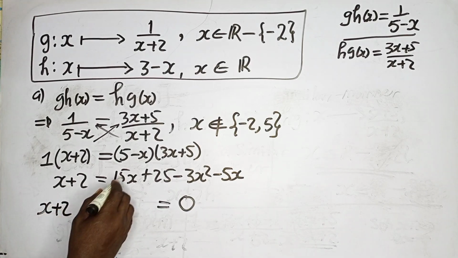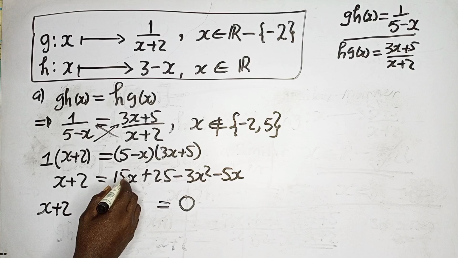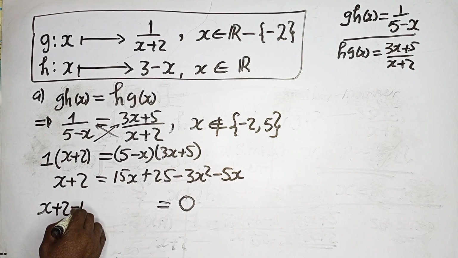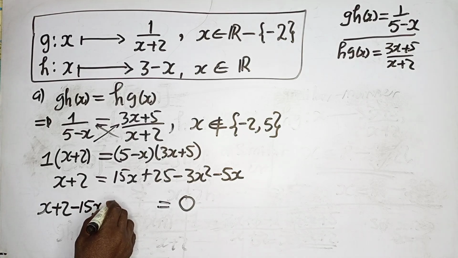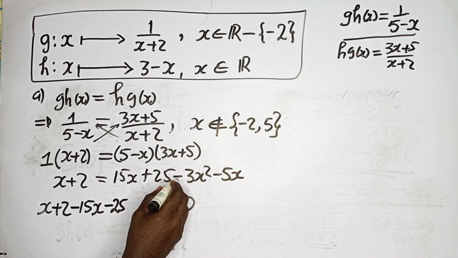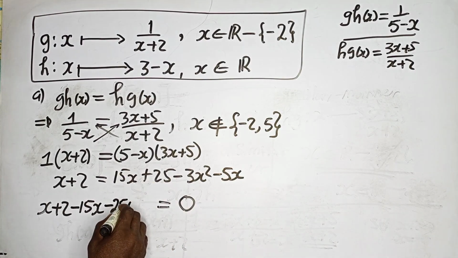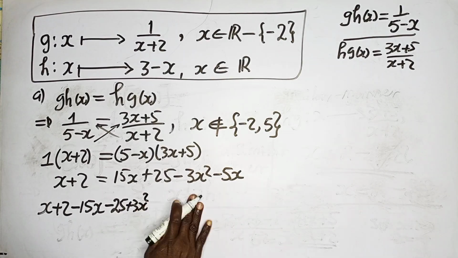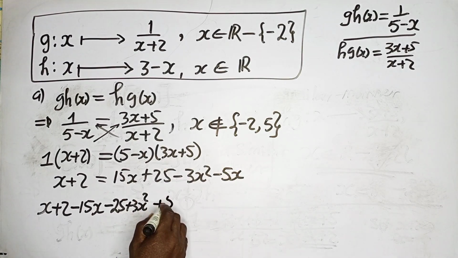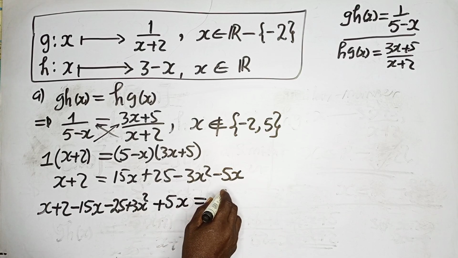x plus 2. This is plus positive 15x, coming over, it becomes minus 15x. This is plus 25, coming over this way, minus 25. This is negative 3x squared, coming over this way, plus 3x squared. This is negative 5x, coming over this way, it becomes positive 5x equal to 0.